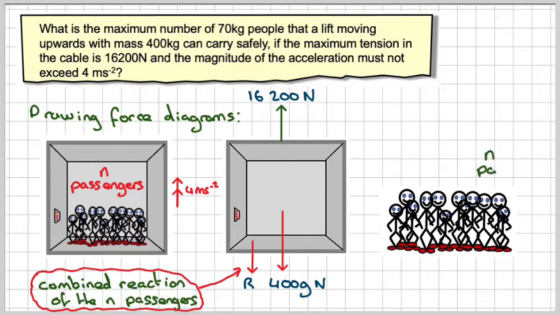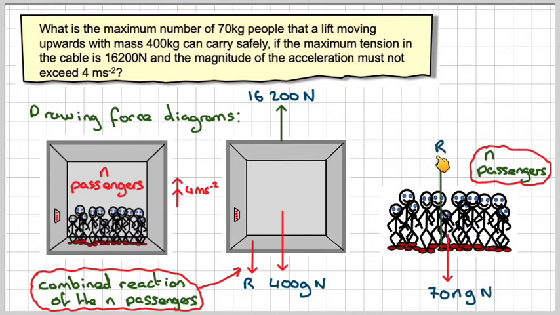Now, drawing the n passengers separately, we've got their combined weight, which is going to be 70 times n, because we don't know how many, so n times 70 kilogram people times g newtons. And then we've got the force acting upwards, which will be the reaction of them standing on the lift, which we're going to call R, the same R as here. Also, both are moving upwards with an acceleration of 4 meters per second squared.